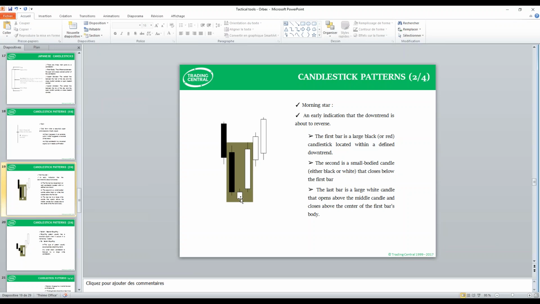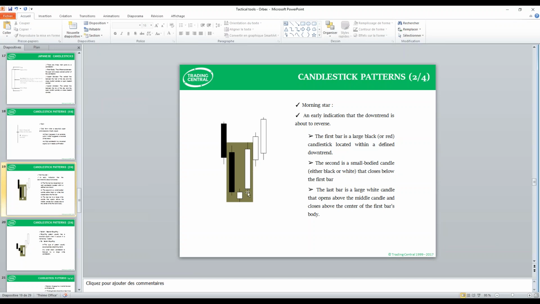As you can see, the body of this candle is small in comparison to the previous one. This one is a very large body with a small higher shadow and lower shadow. And this one is a black or white body, but with a small body. That's very important. And also the highest point of the body has to be lower than the closing price of the previous candle. So this level here has to be lower than this level. So the close of the previous candle has to be higher than the closing price of the second candlestick.